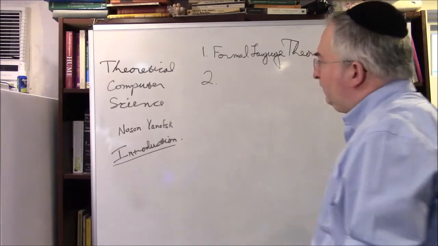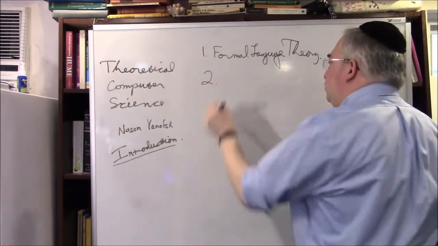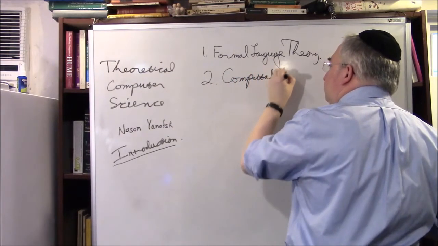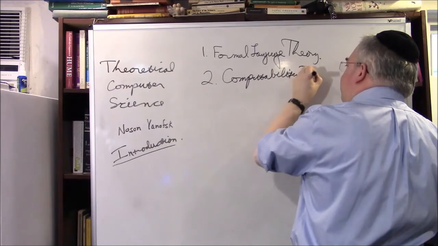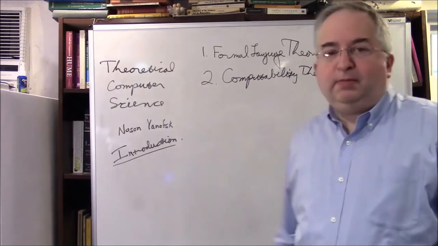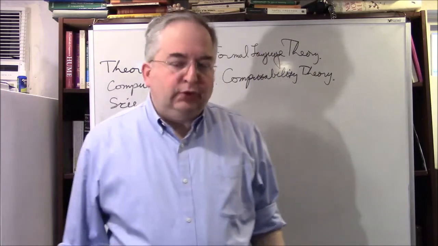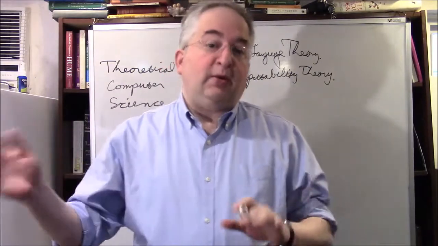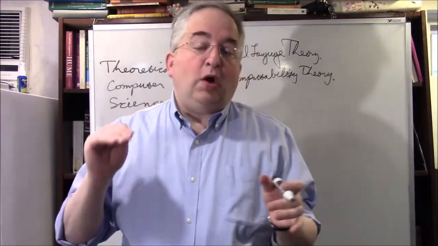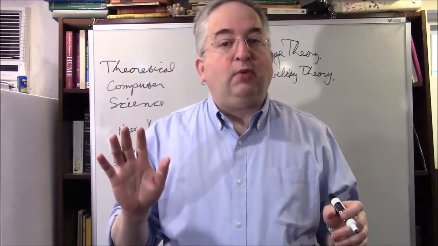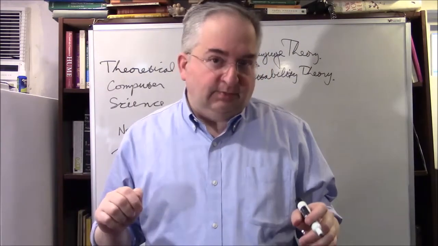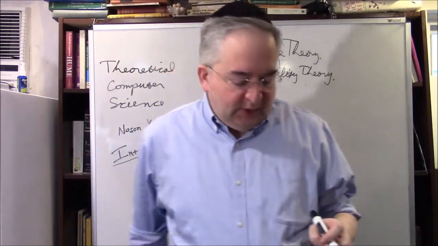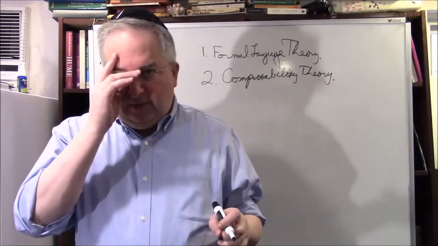The second part of the class is called Computability Theory. Computability Theory talks about what a computer can compute. Now, I don't want to talk about baby computers anymore. I want to talk about a regular computer, and we're going to formalize what we mean by that. But what can a computer compute? And more importantly, what can a computer not compute? What will a computer not be able to do? So we're going to deal with these issues.